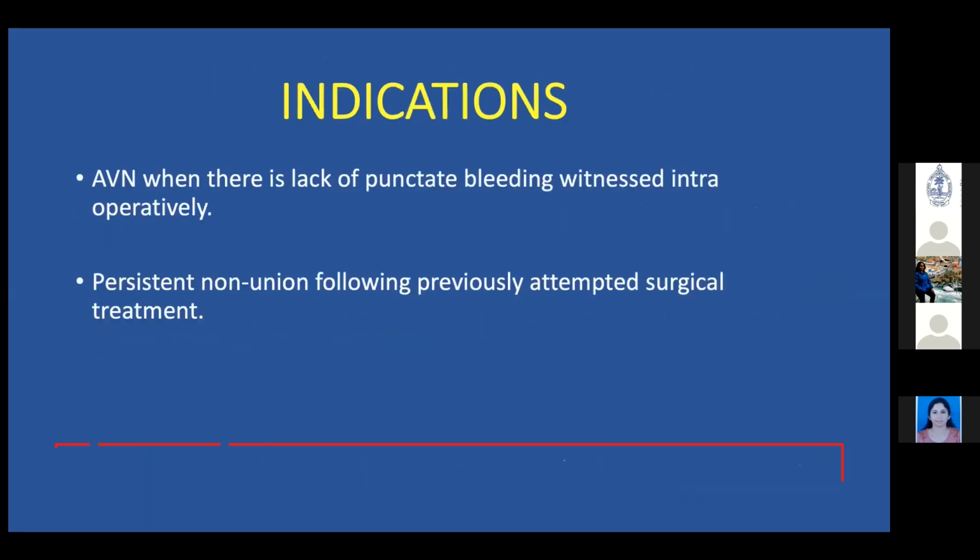So the indication is when, as we mentioned earlier, even contrast MRI failed to detect 25% of avascular necrosis. So it is basically an intraoperative thing that you tell if there is an avascular necrosis or not. So the indication for a vascularized bone grafting is avascular necrosis of the proximal pole.